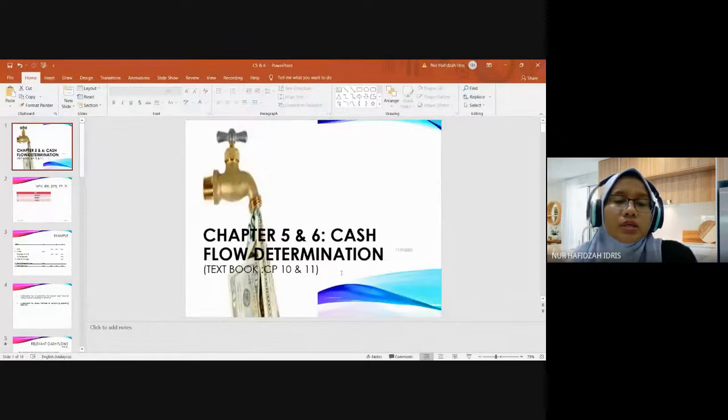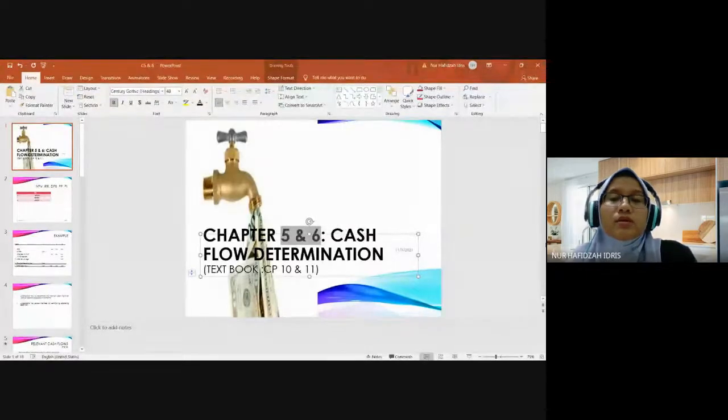Whereas in this chapter, cash flow determination. Chapter 5 and chapter 6, why I combine these chapters is because we are talking about the same thing, the cash flow determination. In the new syllabus, chapter 5 and chapter 6 are combined into one chapter, but for the new syllabus, PIN 544, they have been split. Chapter 5 and chapter 6, but actually we are discussing the same thing. That's why I combine them.